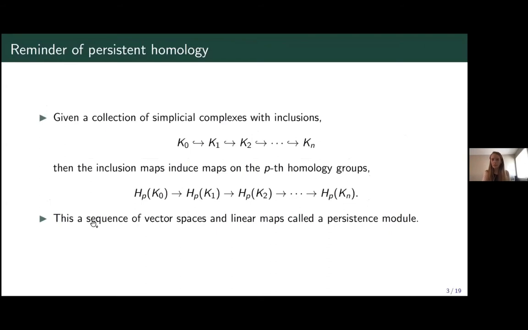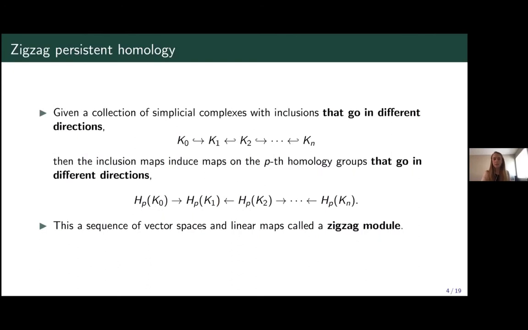So a reminder of the basic setup for persistent homology: you have simplicial complexes with a set of inclusions all going in one direction. Then when you compute homology, you get induced maps on the homology groups. This is called a persistence module. But we're going to instead look at zigzag persistent homology, where maybe you have simplicial complexes, but you don't have inclusions going in all one direction.